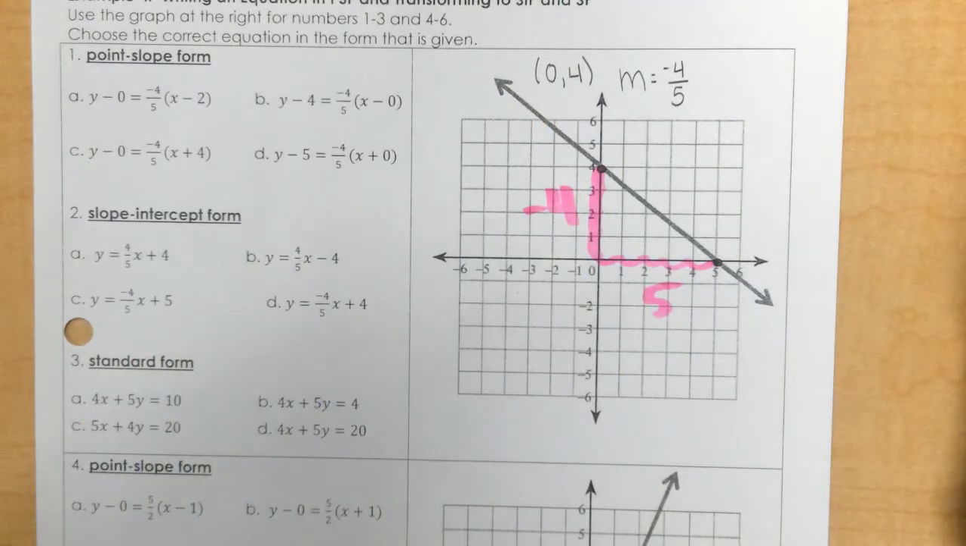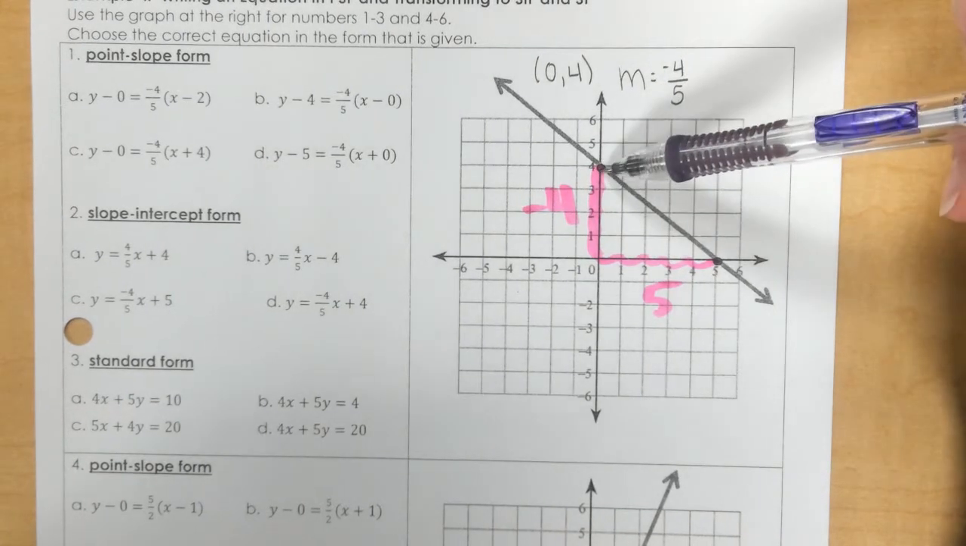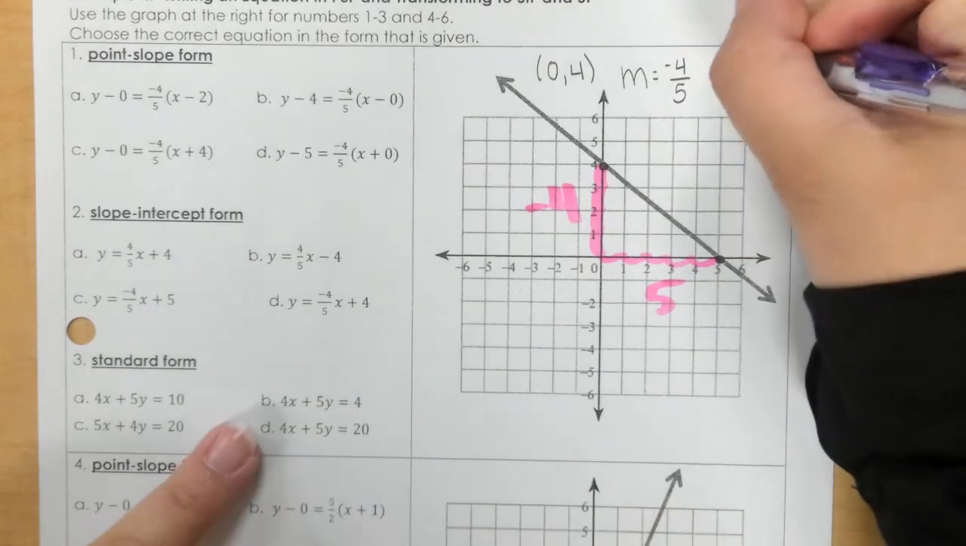And then lastly, you would also need to know what the y-intercept is. So the y-intercept in this case is 4, because the point on the y-axis where the line meets the line is 4.